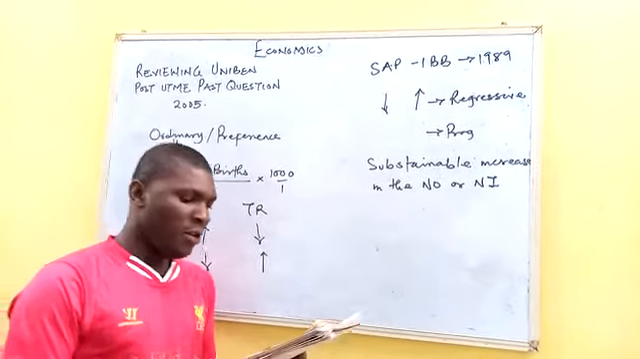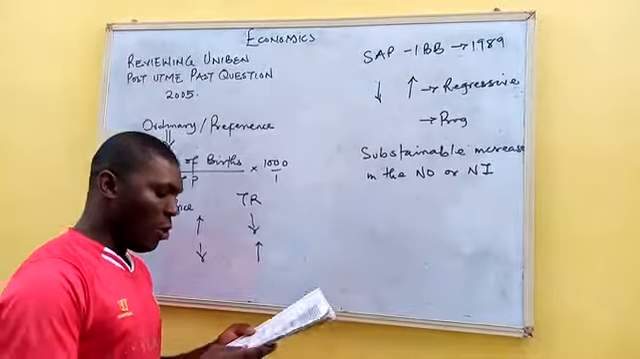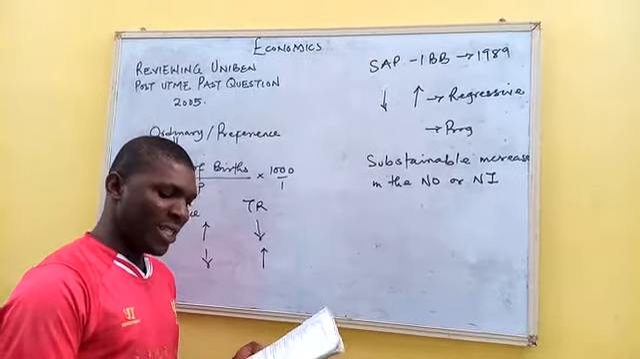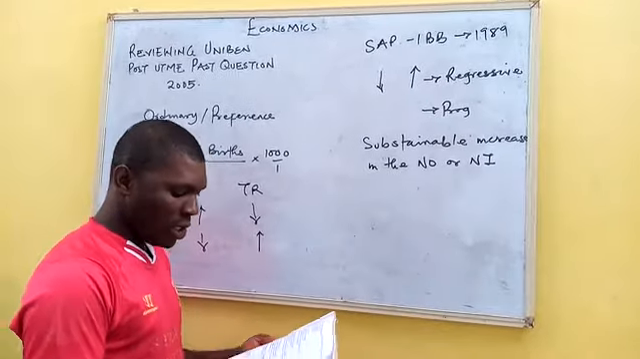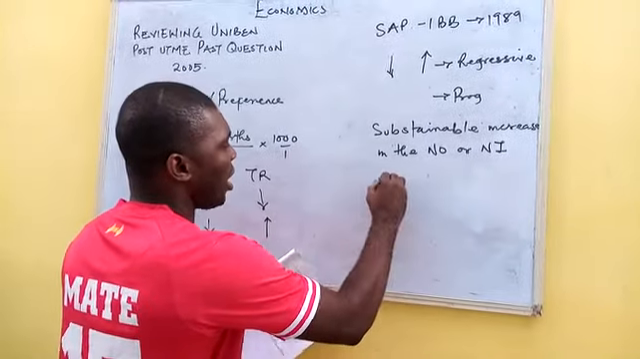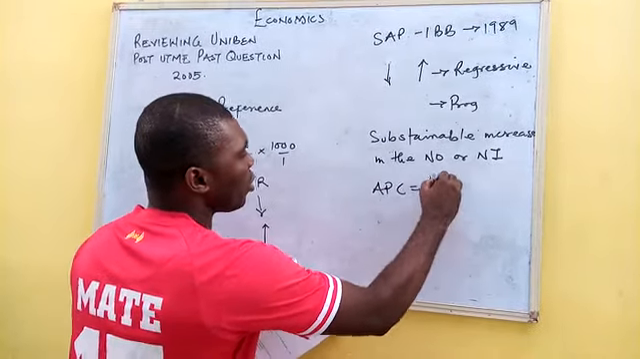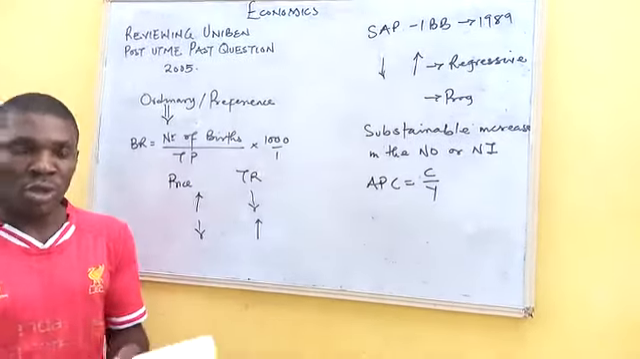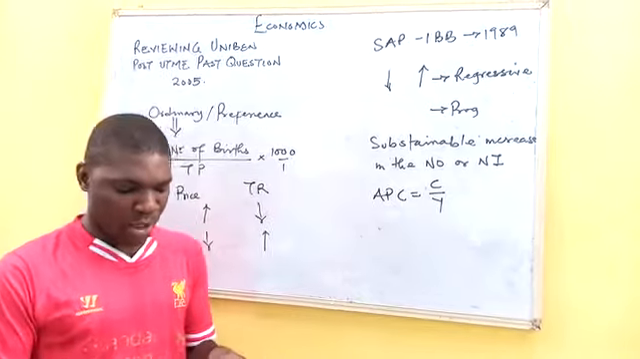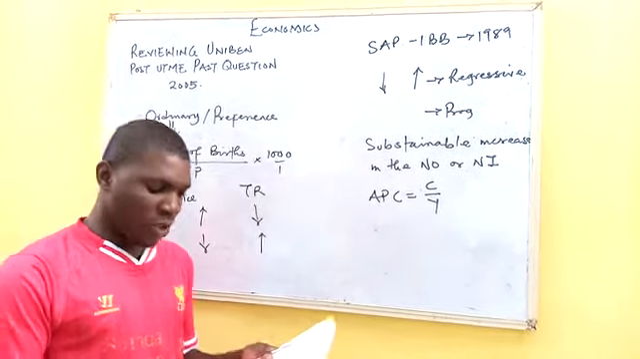74. If C stands for total expenditure and consumption and Y stands for total income, the average propensity to consume is dash. Now, APC, average propensity to consume, is consumption divided by income. It actually shows the ratio of consumption to income. So the correct answer there is what? A.